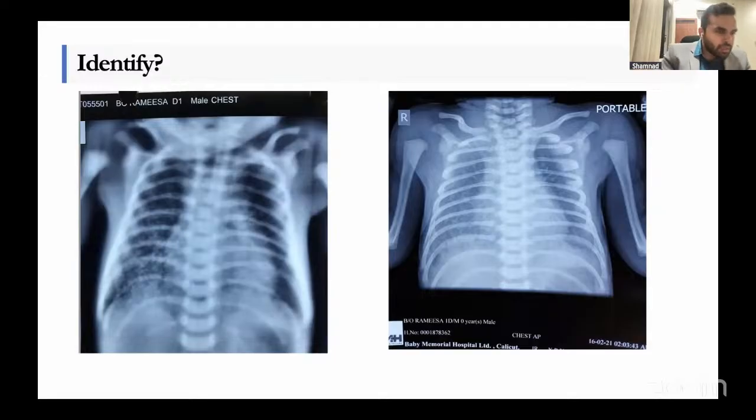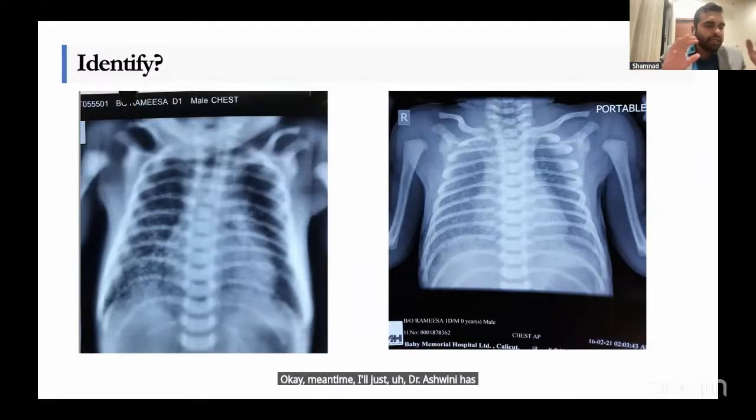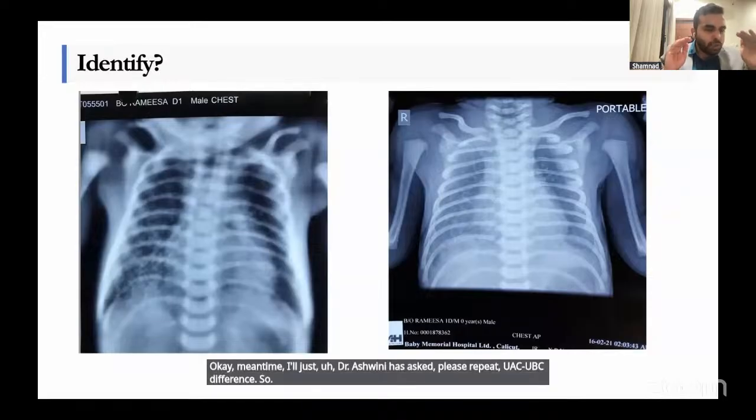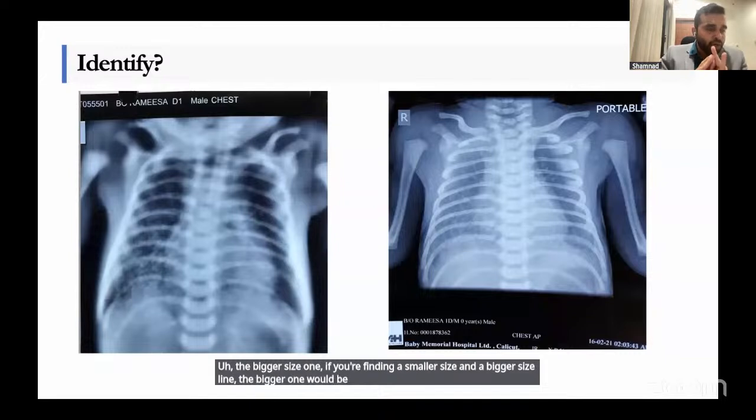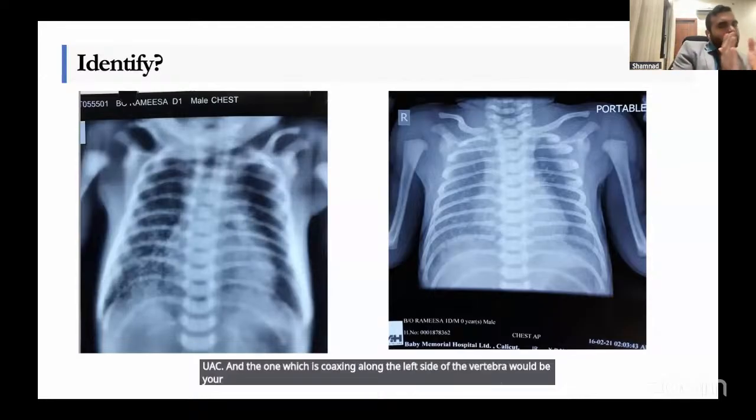Okay, meantime, Dr. Ashwini has asked, please repeat the UAC, UVC difference. So basically, the one which is looping inside the abdomen, that is your UAC. If you are finding a smaller size and a bigger size line, the bigger one would be conventionally UVC and the smaller one would be UAC. And the one which is coursing along the left side of the vertebra would be your UVC, and the one slightly coursing on the right side will be your UAC.